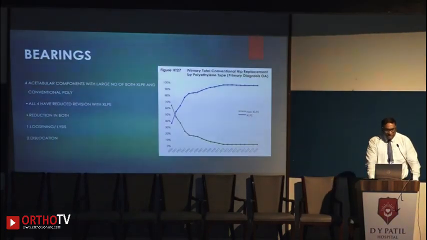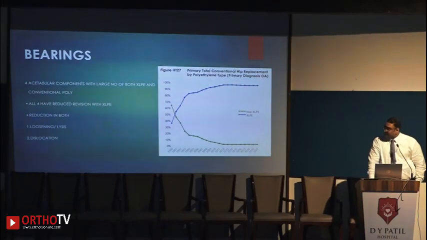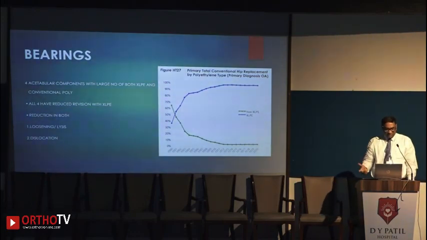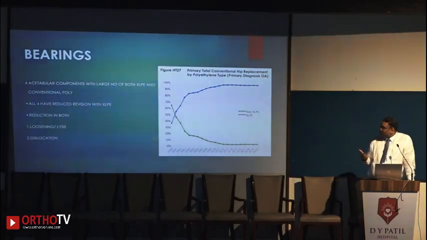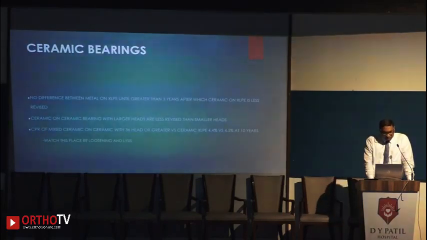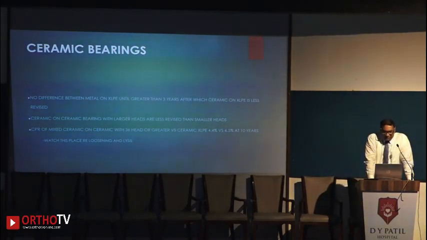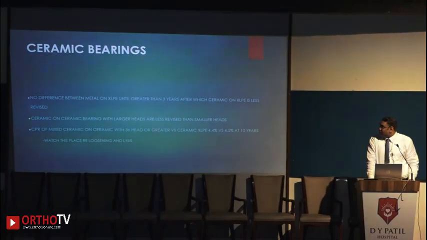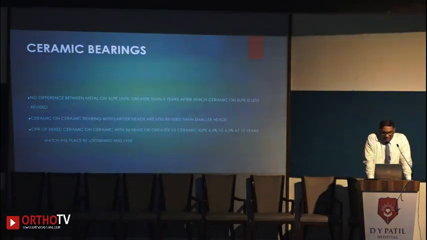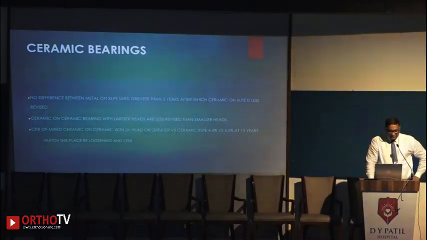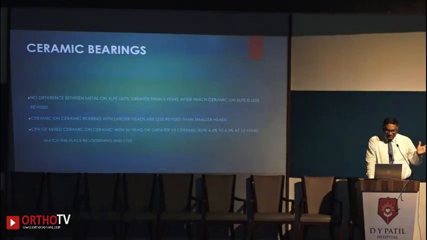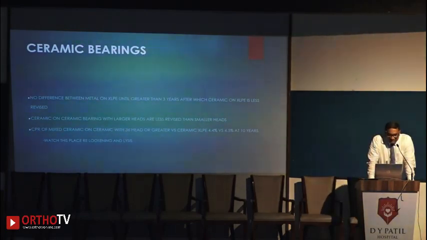What they have done then is compare acetabular components with a large number of both highly cross-linked polyethylene and conventional poly. The ones done with highly cross-linked poly have a lesser revision rate. They have a reduction in both osteolysis and dislocation. In the case of ceramic bearings, there is no difference between ceramic and metal on highly cross-linked polyethylene for the first 3 years, after which ceramic on highly cross-linked polyethylene is less revised.